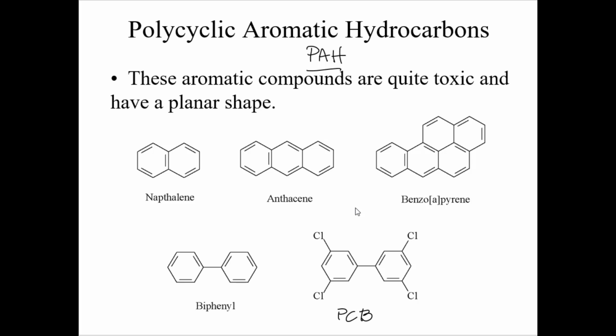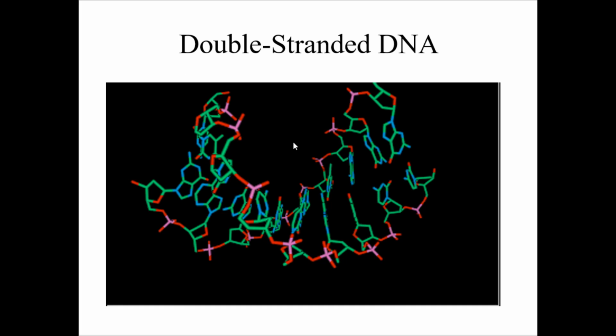So these are all PAHs, and they're all planar. The PCB not so much, and biphenyl not as much, and we'll talk about why in the future. But certainly these, benzopyrene and anthracene. So what is their mechanism of carcinogenesis?